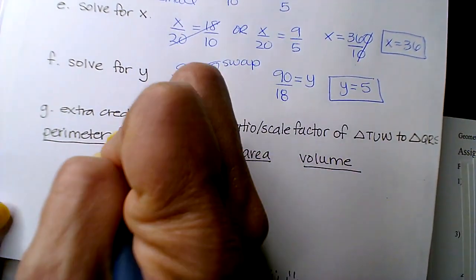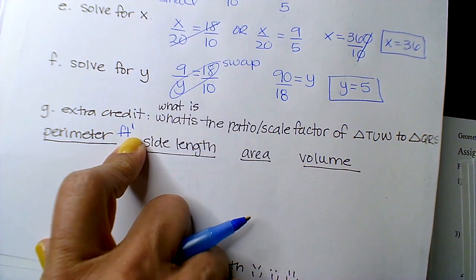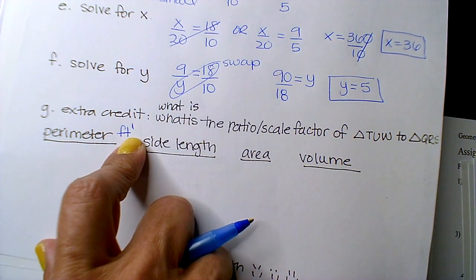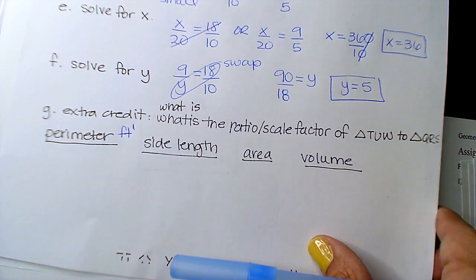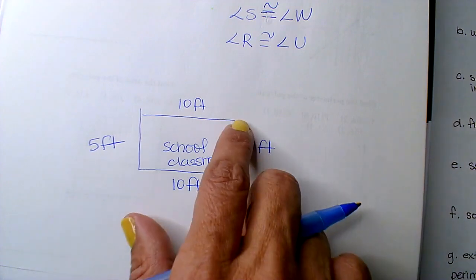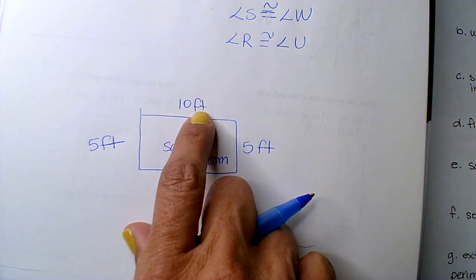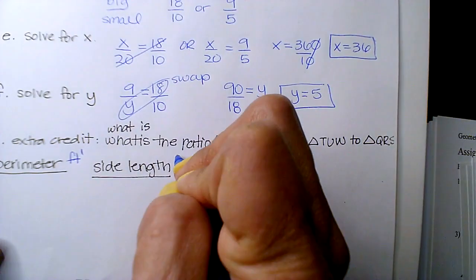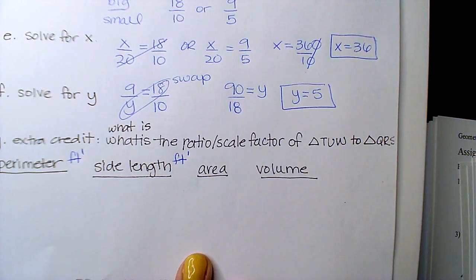So it would be feet to the 1 power, because it's feet or centimeters or meters or kilometers. The dimension is 1. If I ask you what's the side length of the classroom, say the length, not the width, you would say 10 feet. And so this would be feet again to the 1st power.